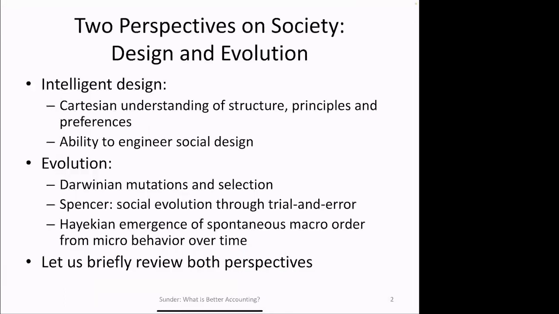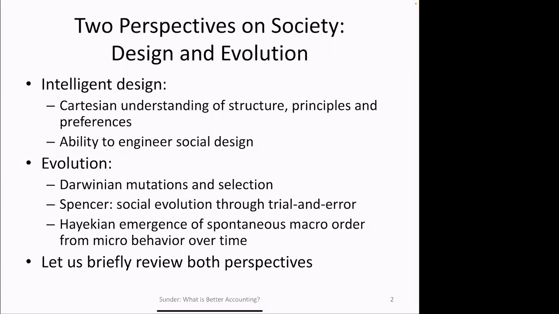So there are two perspectives on society: design and evolution. These are intelligent design and evolution, and I'm going to include both of these in your meaning of design in the context of this series. Intelligent design refers to the Cartesian idea that we have an understanding of the structure of our universe and the world and the principles and preferences in our society, and we have the ability to engineer social design to fulfill our desires.